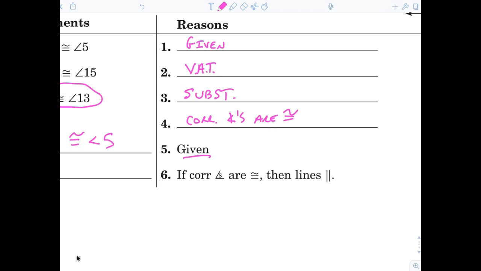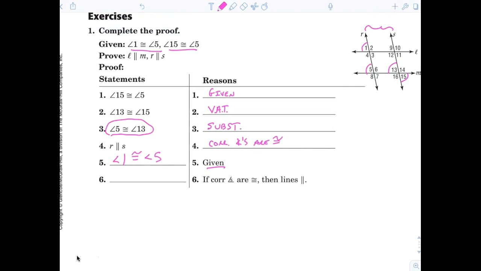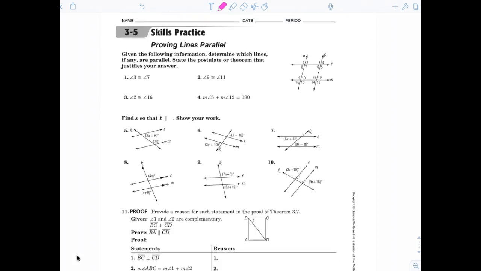But again, that's fine. All right. Now, because angle 1 is congruent to angle 5, line L is parallel to M. I don't think that's that bad. So let's move on and see what it says next.